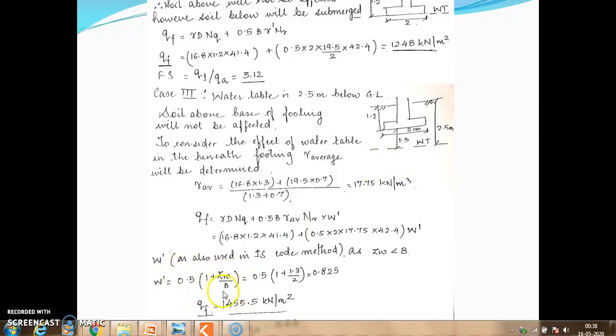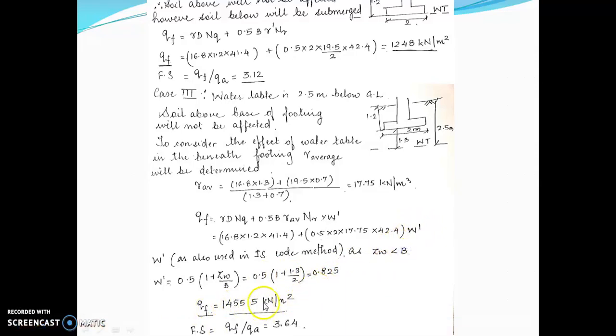0.5 into (1 plus ZW by B). What is ZW? ZW is the depth of the water table below the foundation. So in this case it is 1.3. So 0.5 into (1 plus 1.3 by 2) gives you 0.825. You substitute it here and you get a value of QF equal to 1455.5 kilonewton per meter square. Then the factor of safety, QF divided by allowable, is 3.62. That's all.